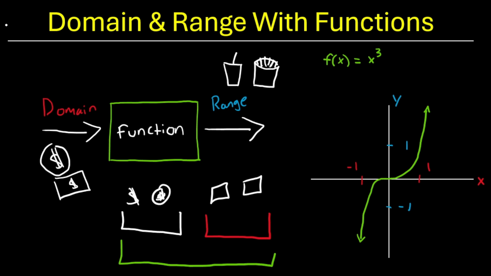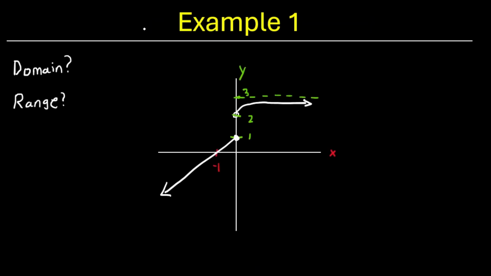And another example, let's look at a graph here. So we've got f of x equals x cubed. You'll notice this part of the graph goes down and to the left to infinity, right? And this part goes up and to the right to infinity. So our domain is going to be from negative infinity to infinity because it's going to the left to infinity and to the right to infinity. And then our range is going to be negative infinity to infinity because it goes down infinitely and up infinitely. Okay? Let's look at a couple more examples here.